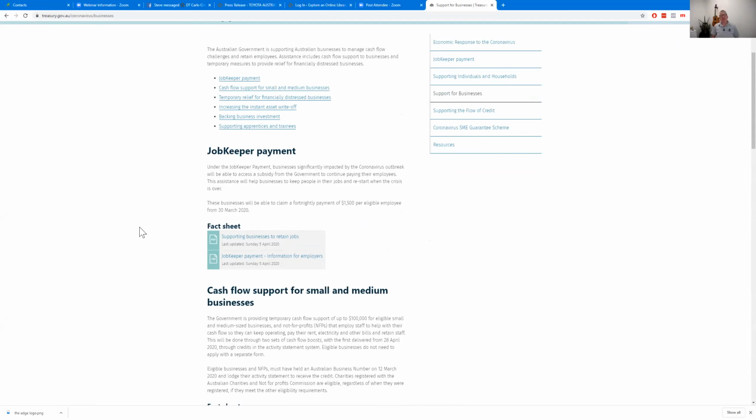If the $7,000 is going to be less than $1,500 per fortnight, then maybe you can apply for JobKeeper. I'm not sure how they're going to manage that. But once again, all of this is so brand new. They haven't got the rules in place for it all. But you can definitely, as a business owner, grab both.